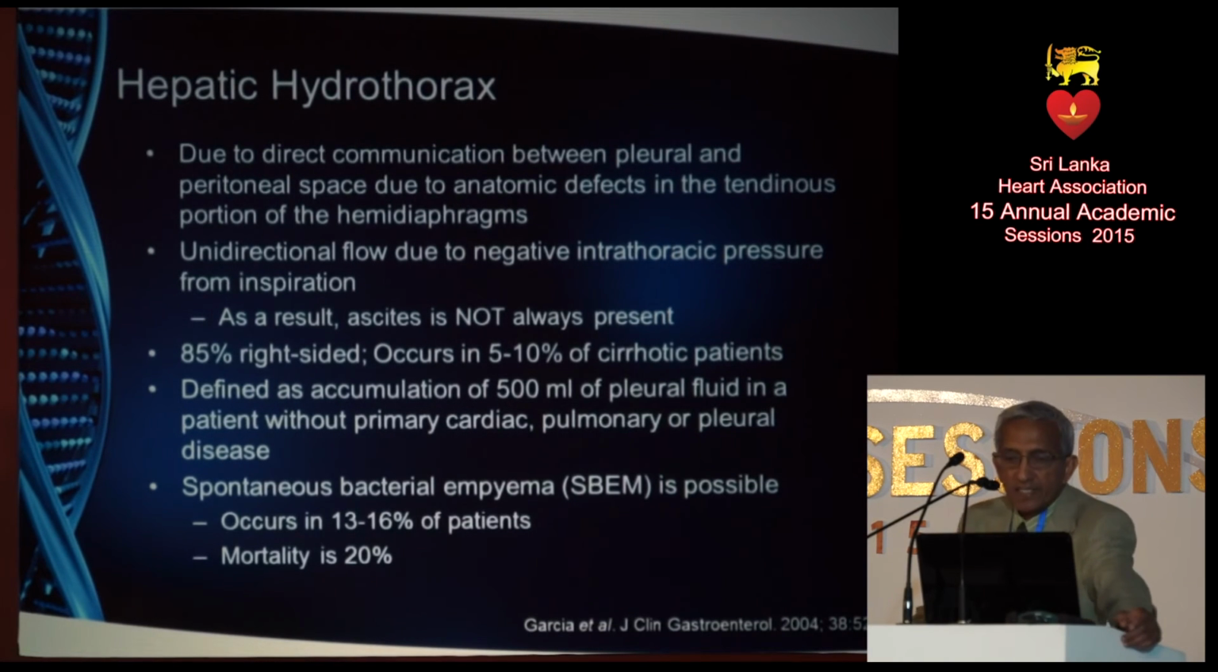85% tends to be right-sided, and this can occur in about 5 to 10% of the patients. It's defined as an accumulation of around 500 ml of fluid. Just like spontaneous bacterial peritonitis, you can get spontaneous bacterial empyema because this is the acidic fluid with possible bacterial toxins, bacteria getting in from the gut to the acidic fluid and then to the thorax. And this can occur in about 15% of the patients and has a fairly high mortality.